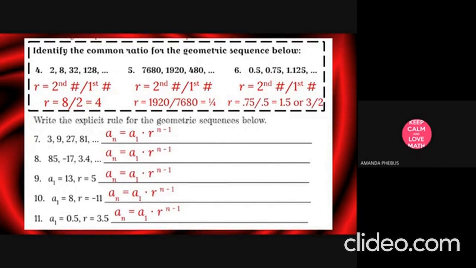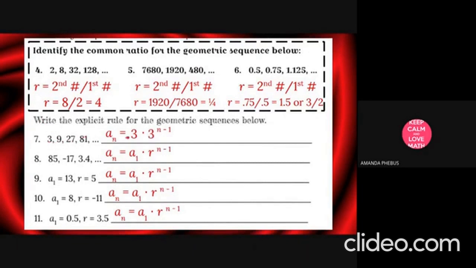So a sub n equals my first term. My first term in number 7 is 3, so I'm going to replace that a sub 1 with 3. And then I have to figure out what I'm multiplying by. So I've got 3, 9, 27, 81. If I'm having trouble, I can do 9 divided by 3. 9 divided by 3 is 3. I'm multiplying by 3 each time. So I'm going to replace that r with 3.